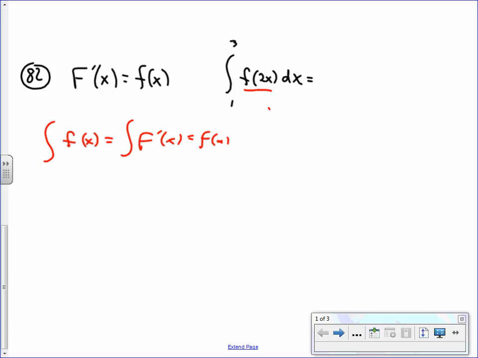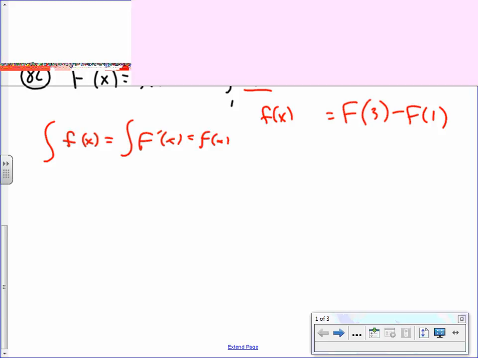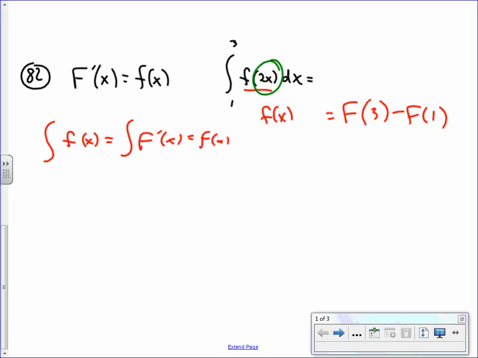But if this said f of x right here, then the answer would be big F of 3 minus big F of 1. Okay? I forgot when I looked at this. We haven't done this yet. We haven't dealt with this right here, and so we can't completely finish this problem. But for right now, you see that that's what it would be if that were just a plain old f of x.